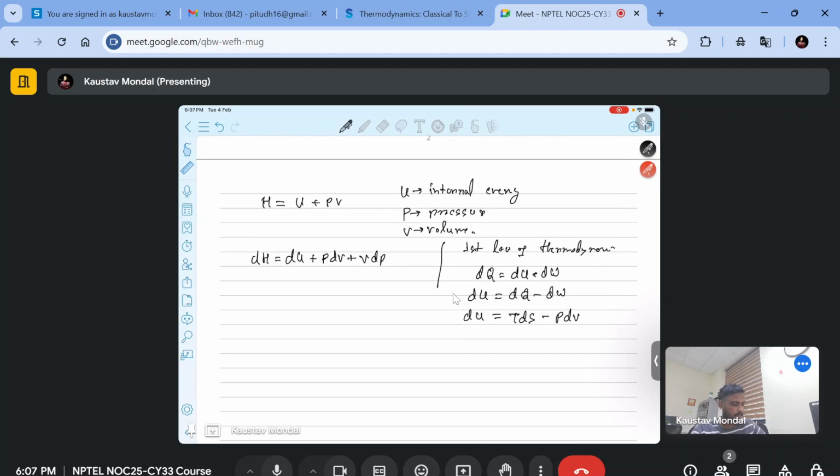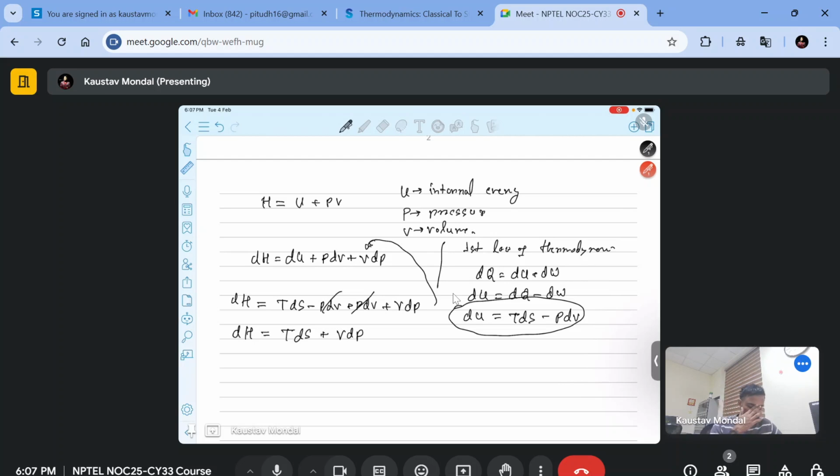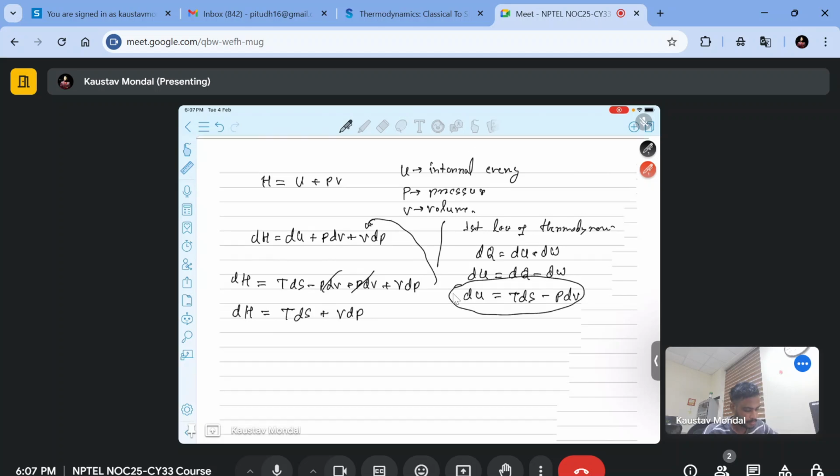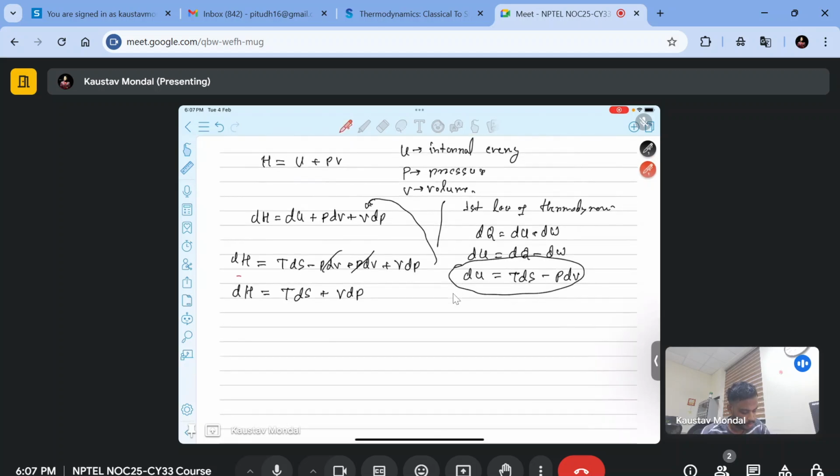Now this will be substituted here, which gives us dH equal to TdS minus PdV plus PdV plus VdP. Now you can write dH equal to TdS plus VdP, as PdV cancels. So this is the differential form of the enthalpy.